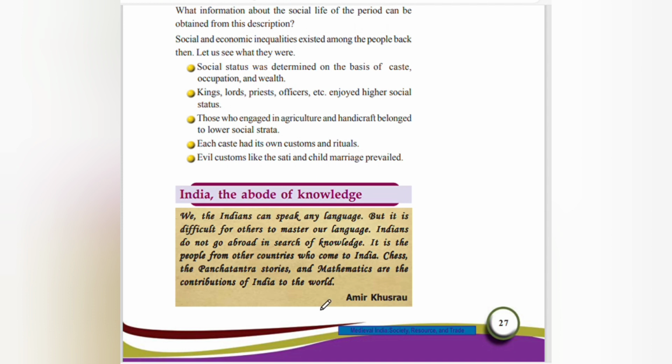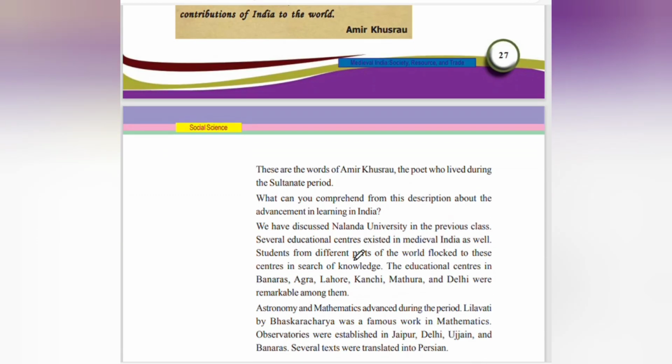In India, the hoard of knowledge. We Indians can speak any language, but it is difficult for others to master our language. Indians do not go abroad in search of knowledge. It is the people from other countries who come to India. Just the Panchatantra stories and the mathematics are the contributions of India to the world. These are the words of Amir Khusro, the poet who lived during the Sultanate period.